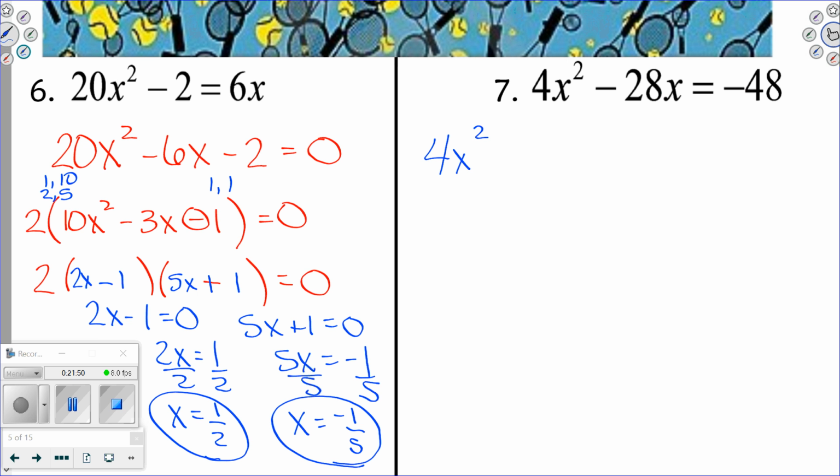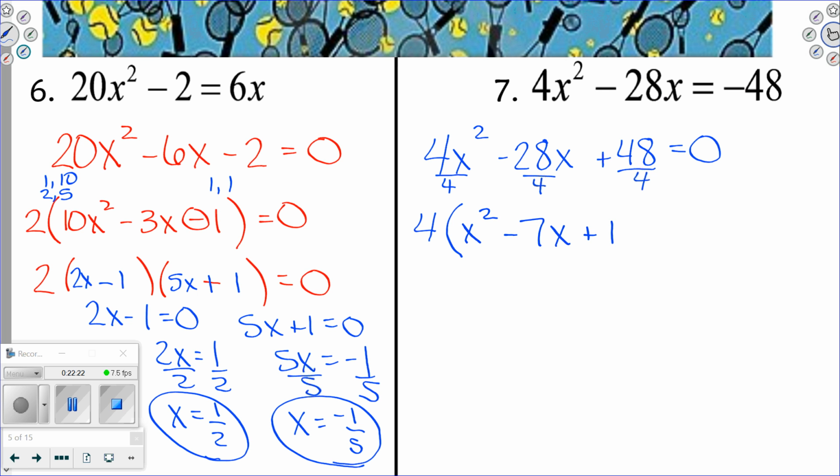So 4x squared minus 28x, moving the negative 48 over becomes positive 48. At a quick glance, this one looks like it's going to be really hard, doesn't it? Those numbers are big. So I take out a 4. When I take out the 4, the problem looks a lot nicer. If you divide 4 out of everything, I'm left with x squared minus 7x plus 12. Now my a value is just a 1, so this makes it that much easier.